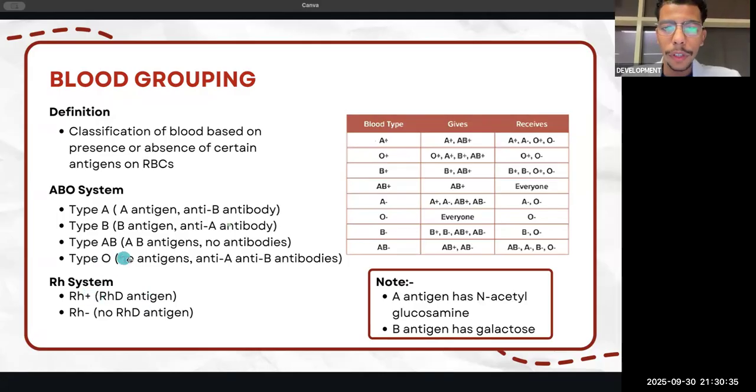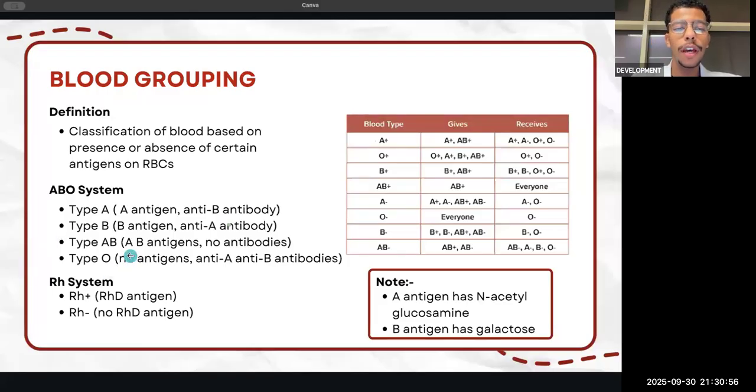Now in blood type A, we have the antigen A. However, the antibodies of that blood type are against the B. So it's anti-B antibody. The antigen A, anti-B antibody. If it's type B, then the antigen is B. However, the antibodies are anti-A, against the A.